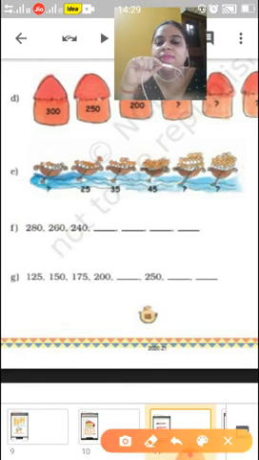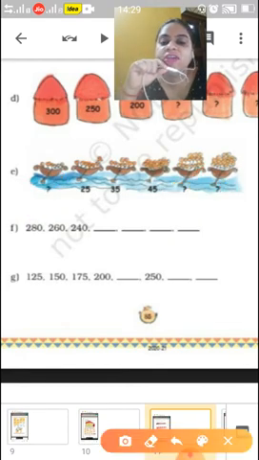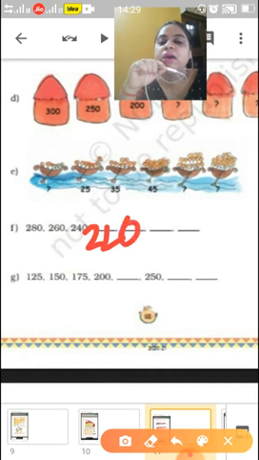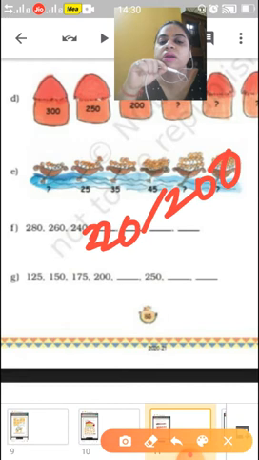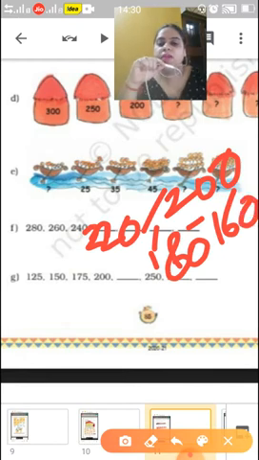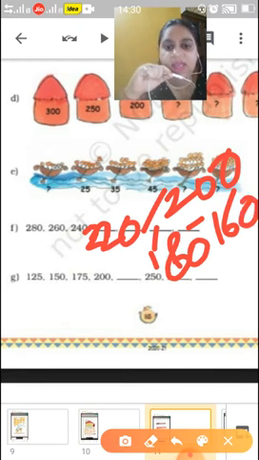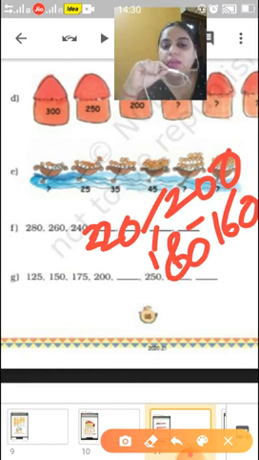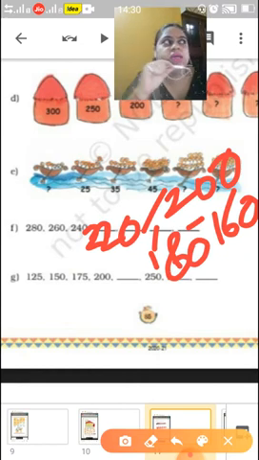Now next 280, 260, 240. Now what will come children? Yes, that is 20, 20 they are decreasing. So here will come 220. Then in this box 200. Then 180. Then 160. Understood? 20, 20 they are decreasing. 220, 200, 180 and 160.